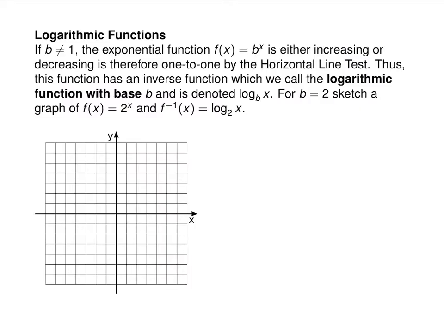Okay, so this is where those logarithms come in. Technically, as long as your base isn't 1 and you've got that flat line function, your exponential function is 1-to-1 and it has an inverse. So for example, the function 2 to the x goes through the points (0, 1), (1, 2), (2, 4).